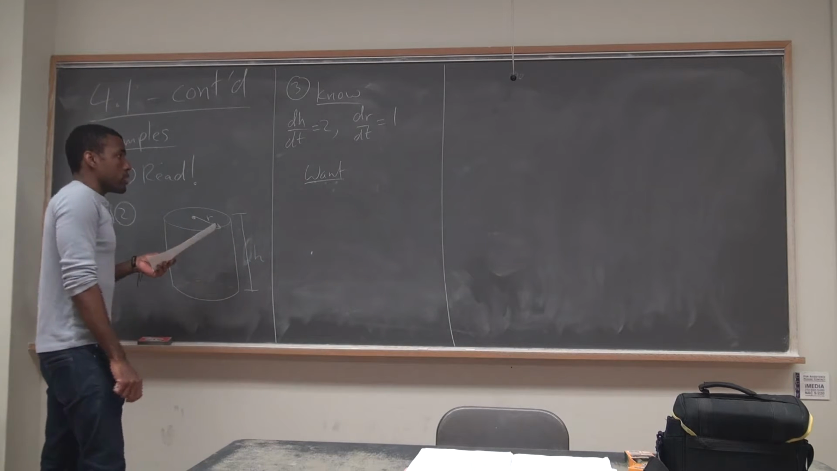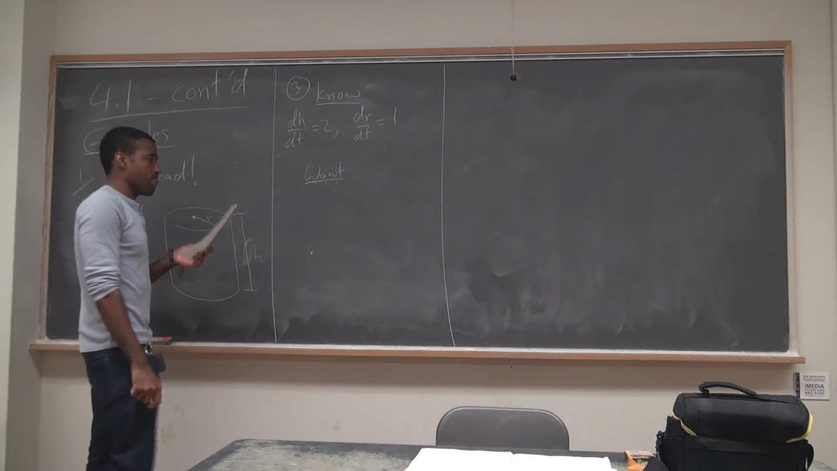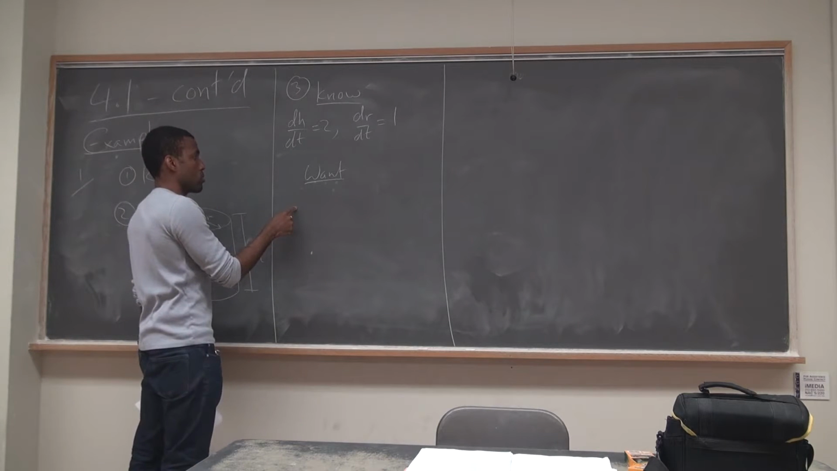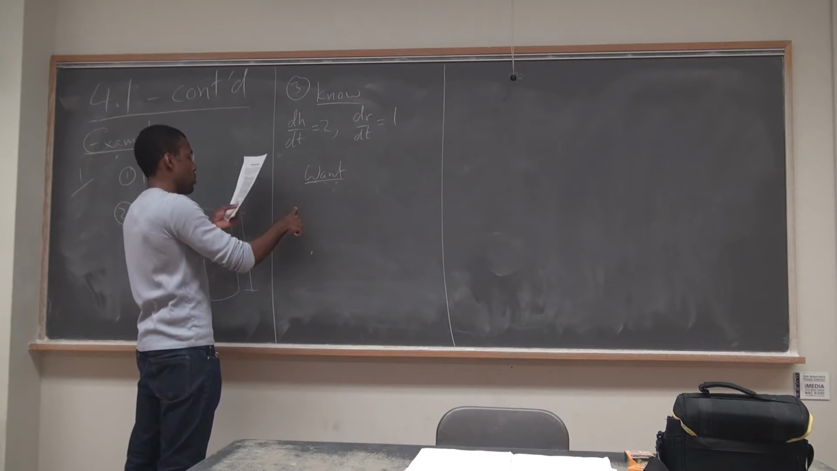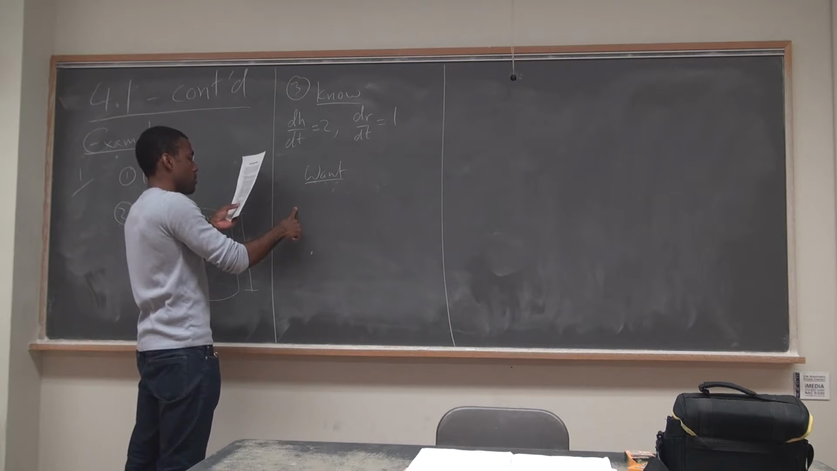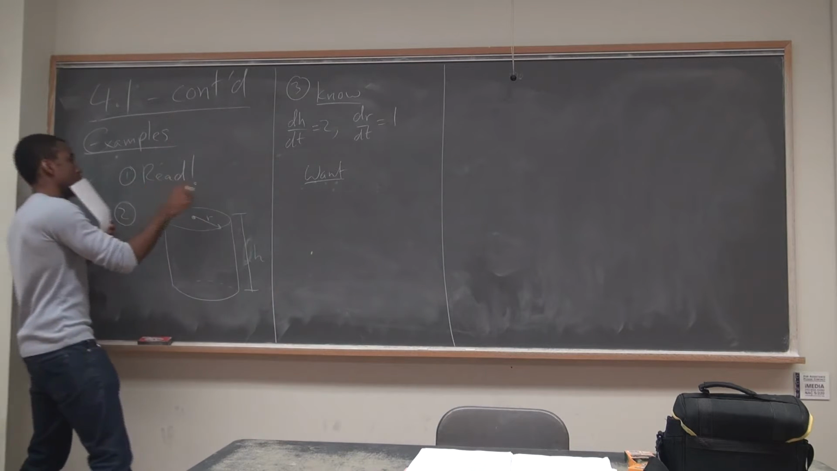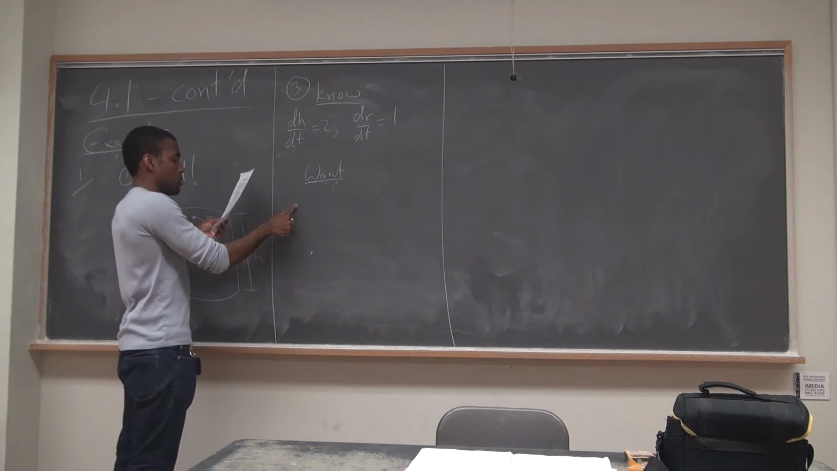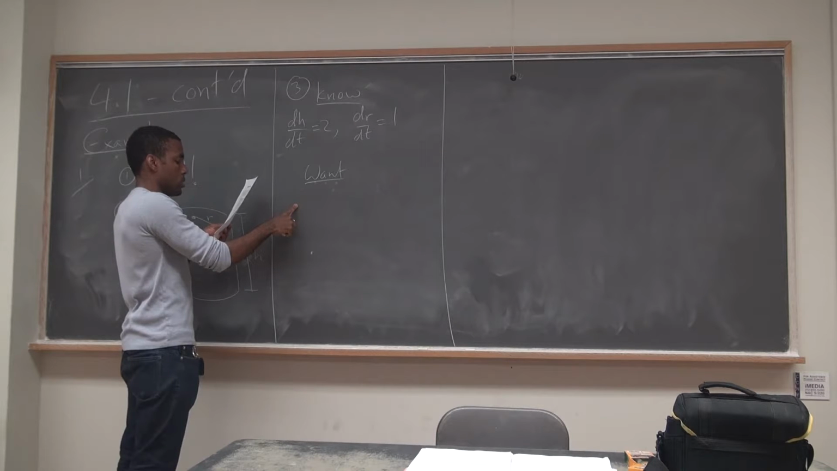And what do we want? What's the radius and the height's 3? The radius? Is that what we want? What did they ask? Volume. They didn't ask us for the radius either. Read. At what rate is the volume changing? So what did they ask us for? The rate dV/dt at a certain moment.